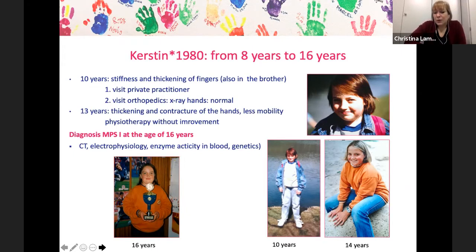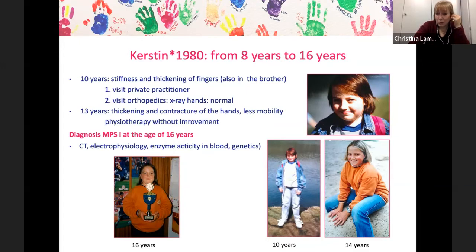And they went to a private practitioner. He said, maybe we should make an X-ray of the hands. They did it. There was nothing pathological in the X-ray, he said. And at 13 years, they noticed less mobility. They had physiotherapy without improvement. They started to think that something is wrong. And you see her here with 16 years, or here with 10 years. And here with 10 years, you see the fingers that are actually quite in a position of contractures.